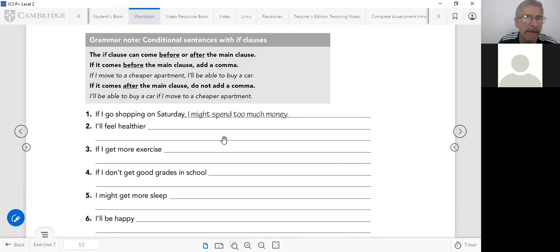Okay, now tell me anything you want here, and I'm going to invent another one on my own. Read the main clause, and you add a conditional sentence with if. I feel healthier if I go to the gym. Okay, if you go to the gym, you will feel healthier. I can say to you, if I eat a lot of vegetables and a lot of fish instead of meat or chicken, I will feel better and I will be healthier.